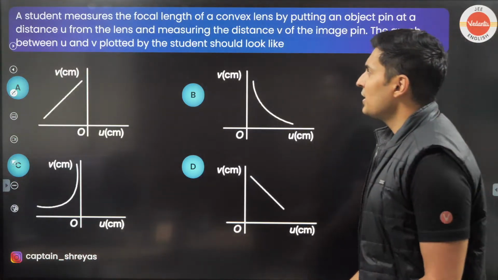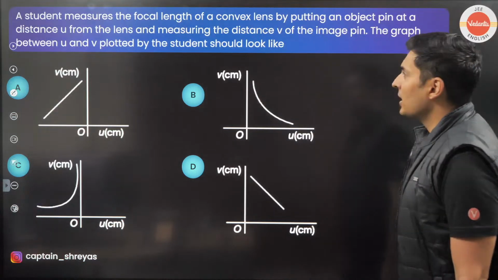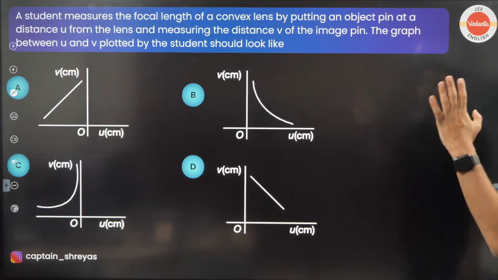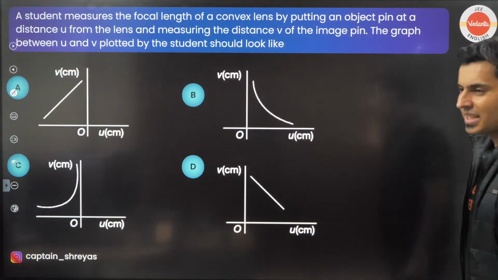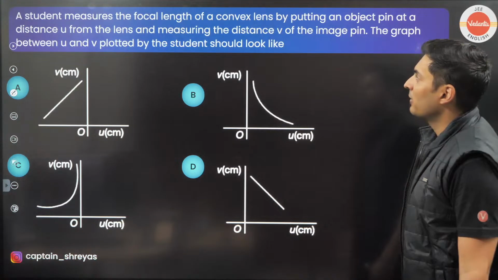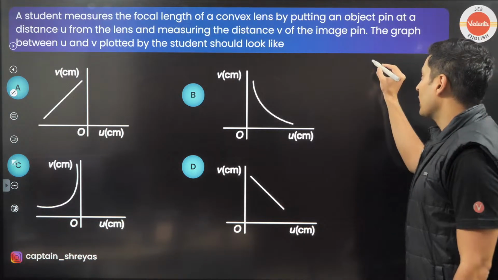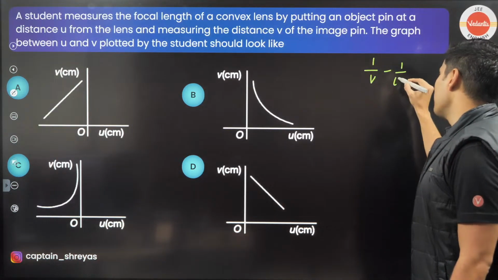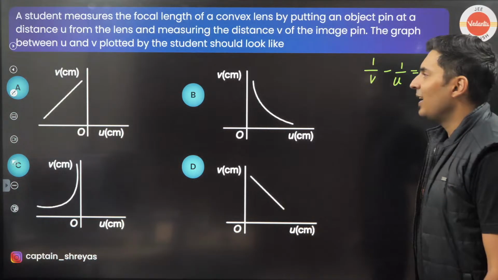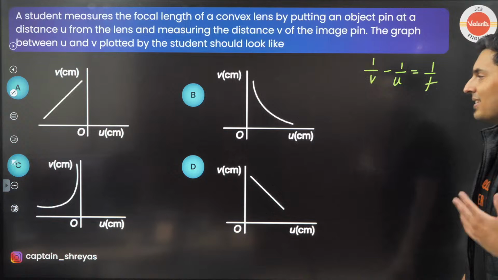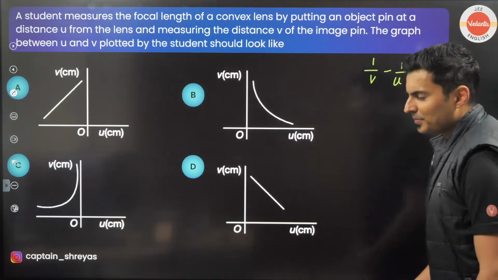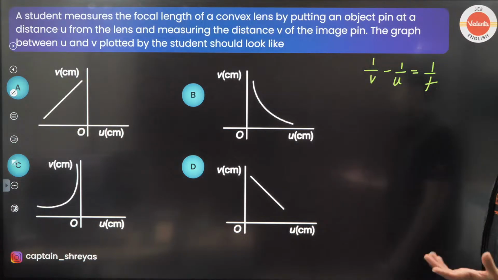Next question. A student measures the focal length using object pin distance from the lens, measuring the distance V, okay. The graph between U and V. Basically, he plots the UV graph for a convex lens. Come on guys, 1 by V minus 1 by U is equal to 1 by F. So how will this graph look like? That's the question, guys. Come on, think about it. It's very simple. How are you going to solve it?